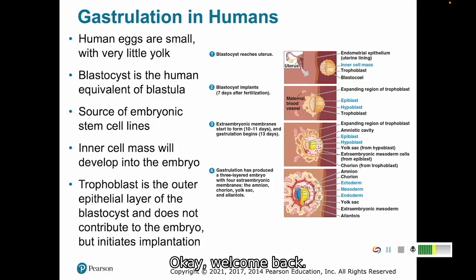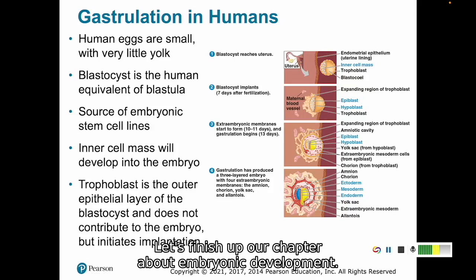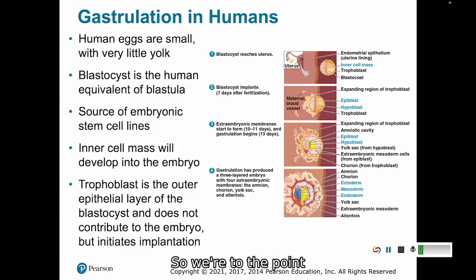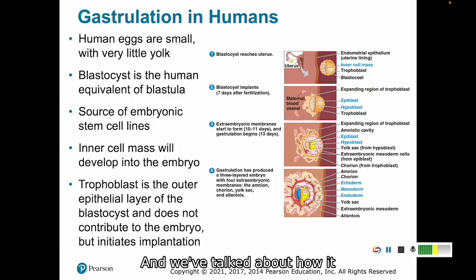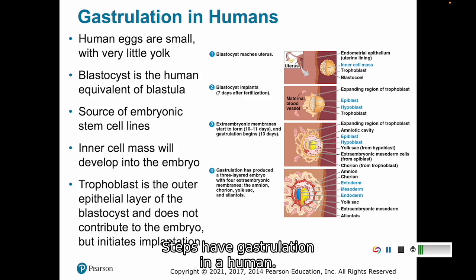Okay, welcome back. Let's finish up our chapter about embryonic development. So we are to the point of discussing gastrulation. Gastrulation, and we've talked about how it happens in a couple of species. And now let's talk about the steps of gastrulation in a human.